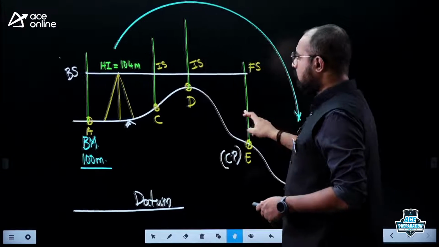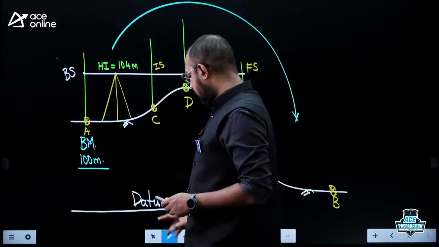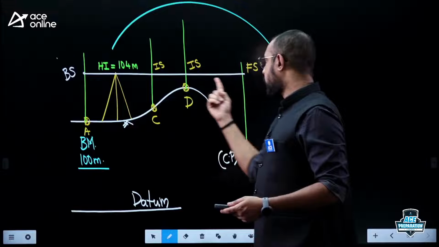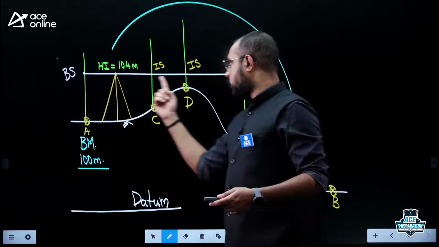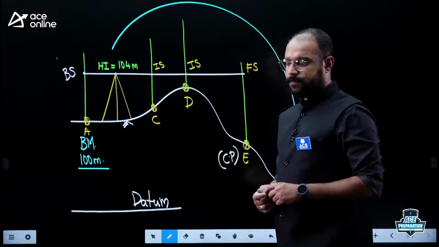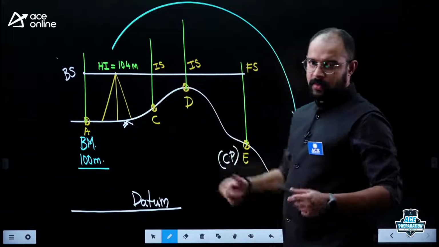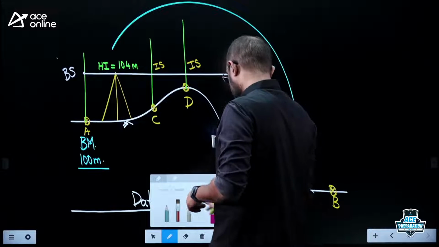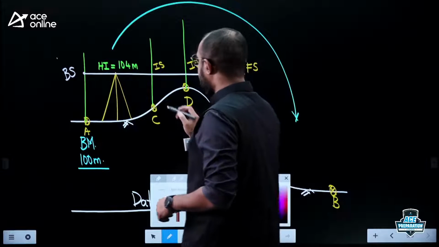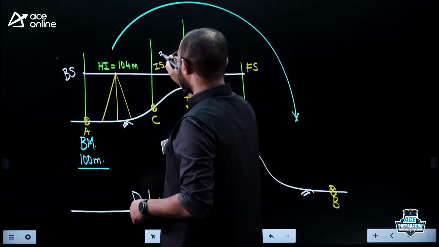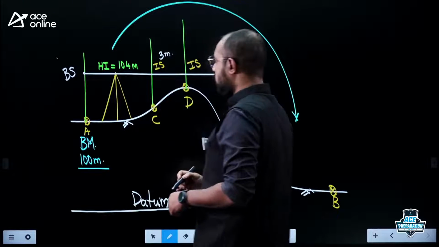So when I say the height of the instrument is 104, I hope you automatically understand that all throughout this particular horizontal line of sight, the elevation remains as 104, obviously. Let me try and give some values here. Let me tell you that this particular intermediate sight reading I got is equal to 3 meters.